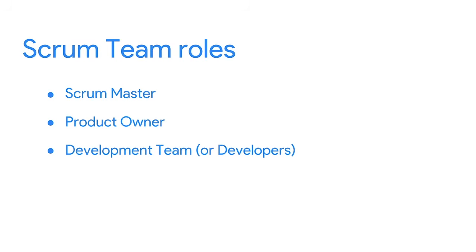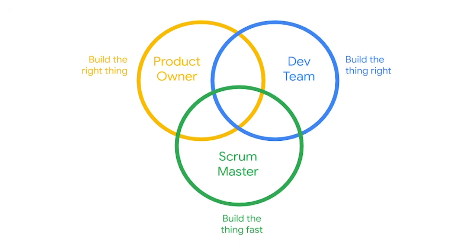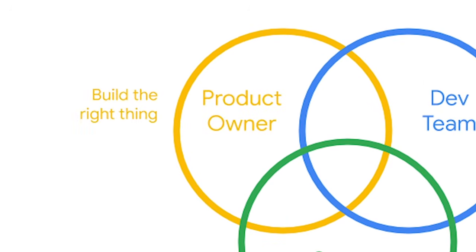Now let's discuss Scrum team roles. Every Scrum team consists of 3 defined roles: a Scrum Master, a Product Owner, and the development team. These roles work together to achieve the team's objectives and realize the mission and vision. The Product Owner is responsible for what a team builds.